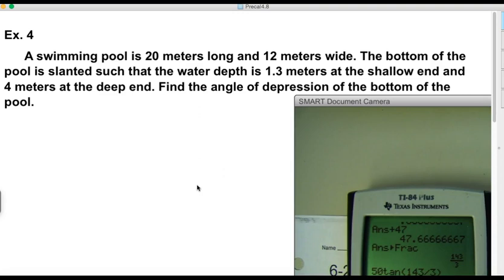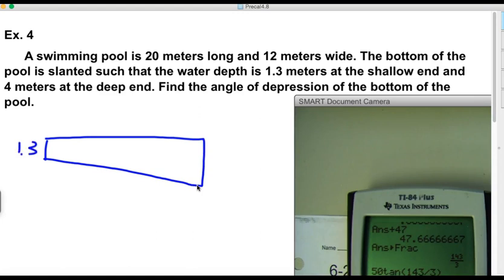Okay, so we're looking at angle of depression now instead of elevation. That's an angle where you drop down as opposed to an angle where you go up. So let's draw this real quick. We've got a pool. We're going to draw a side angle view of it. It's got a shallow end and a deep end. And it says the shallow end is 1.3 meters, and the deep end is 4 meters. All right, and we want to figure out the angle of depression of the bottom of the pool.